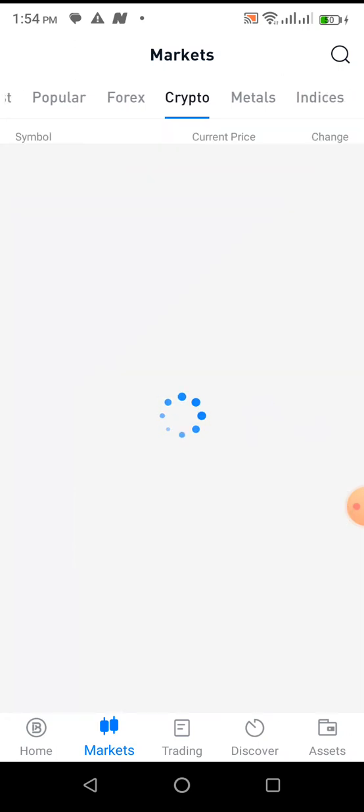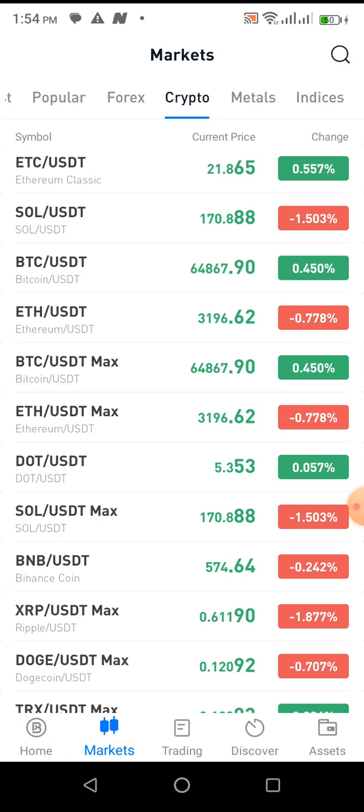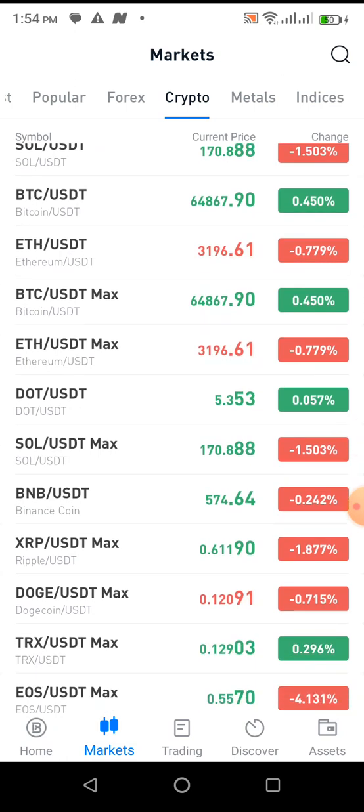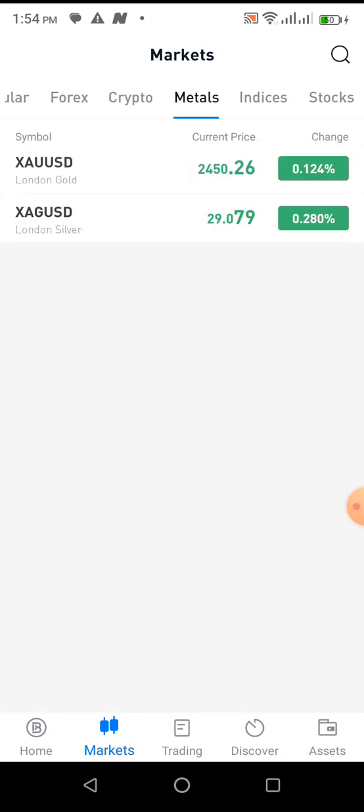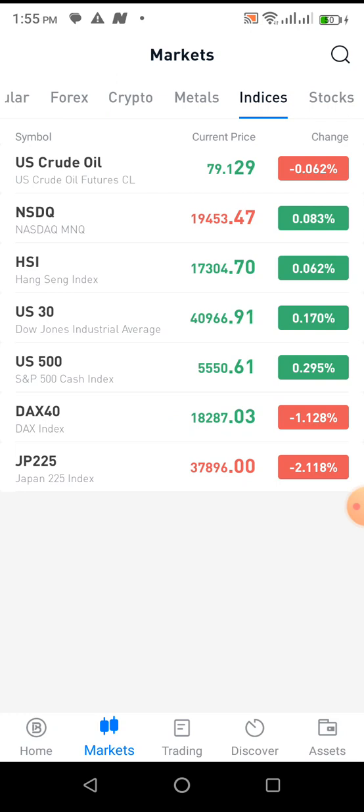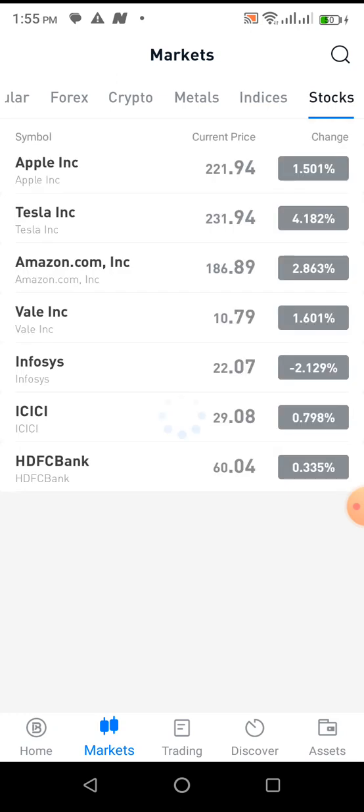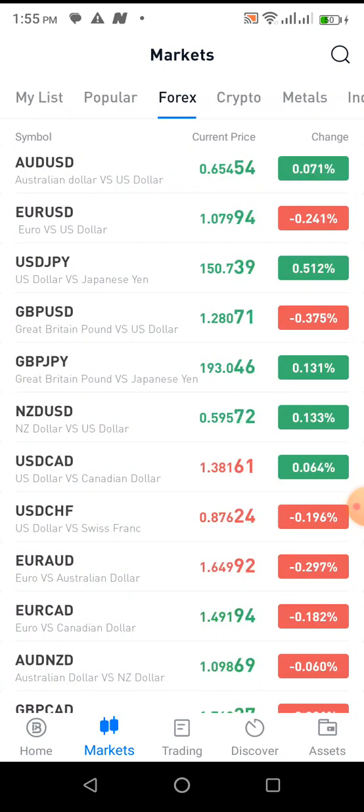Likewise, crypto will show you all the cryptos in the market that you can trade on, and metals will show you gold, silver, and others. They have a few here. The indices will show you the same thing. The stocks will show you stocks that are available on the BtcDana platform. So we are interested in the forex for now.